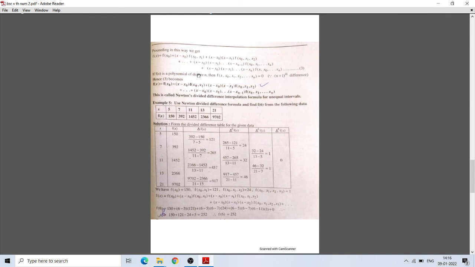Now proceeding in this way, we get f of x is equal to f of x naught, plus x minus x naught, f of x naught, x1, plus x minus x naught, x minus x1, f of x naught, x1, x2, and so on. Up to write the general formula: if f of x is a polynomial of degree n, then the arguments are like this, x, x naught, and so on, xn. Here the n plus 1th difference, hence equation 3 becomes, we write the general formula of this.